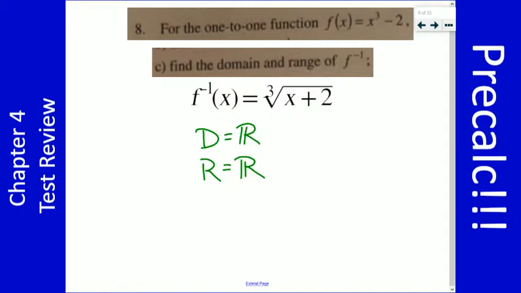Okay, so nothing too complicated here. Just take the range of your original and the domain of your original and flip them for your domain and range of your inverse. Okay.